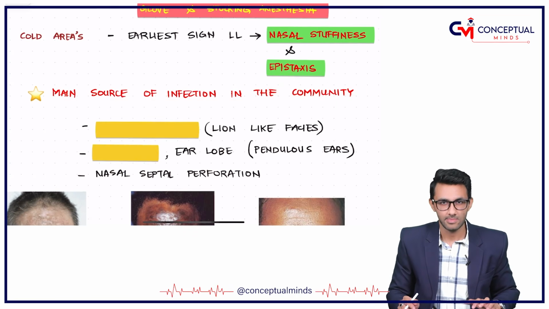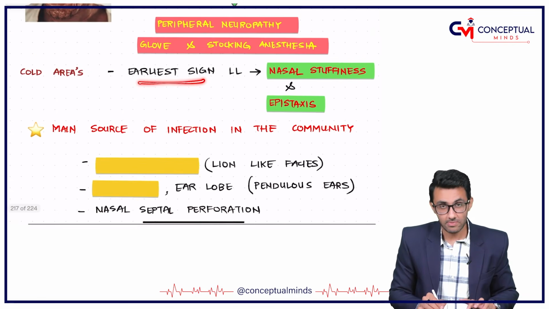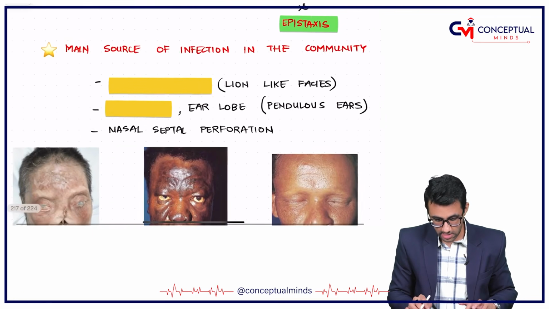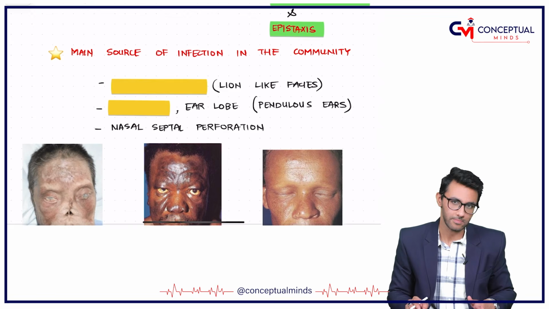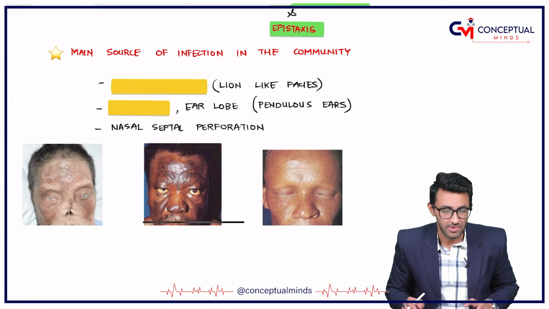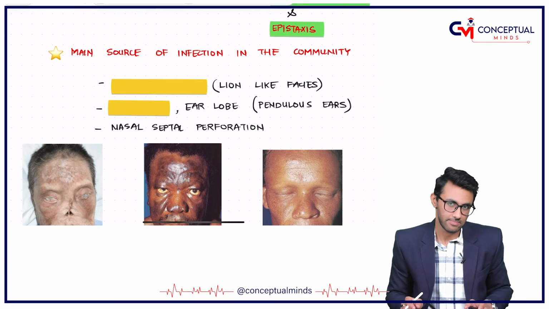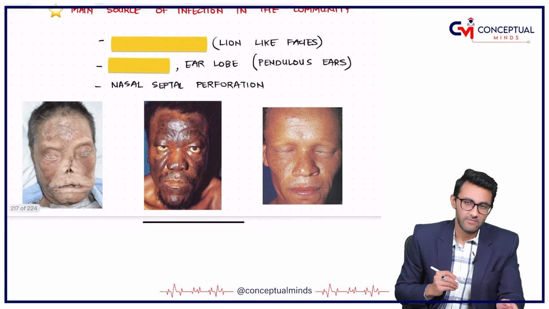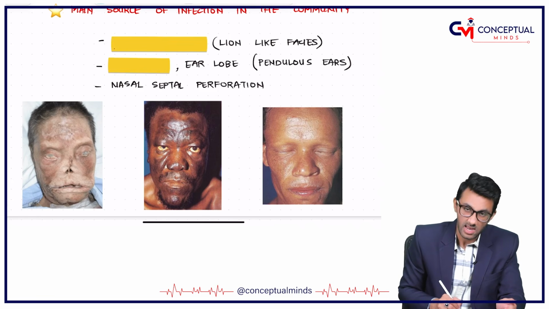Did you get it? See, it is an earliest feature, and this itself is causing mayhem in the community, right? This is such a dangerous situation to be in. What about all these points? They are very characteristic of the LL type. That is, we have something known as Leonine Facies. Yes, this is the lion-like face.